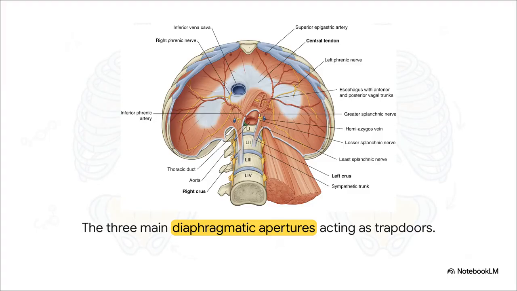But remember, this moving floor tightly seals the chest from the abdomen, so major vessels still need a way to pass between them without blowing that pressure seal. To solve this, the diaphragm has a series of specific apertures, or trapdoors, to let these vital structures sneak through.